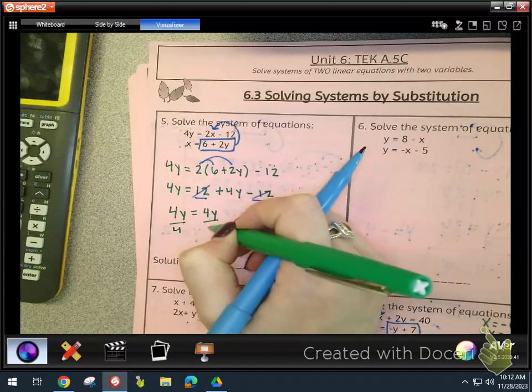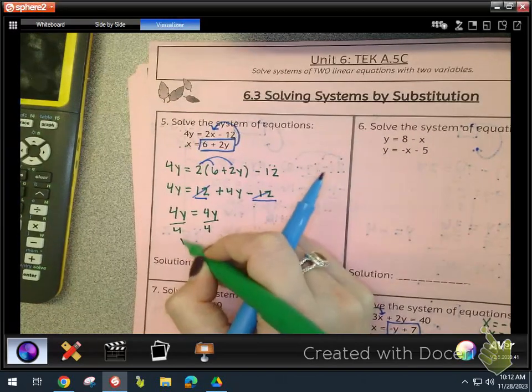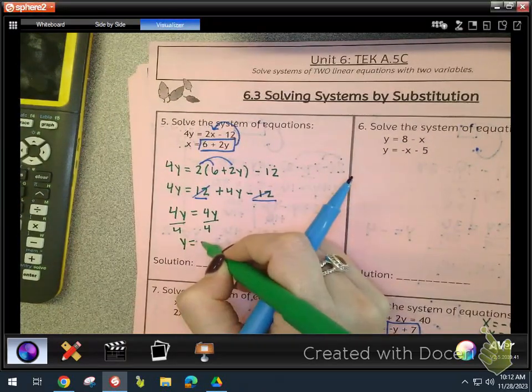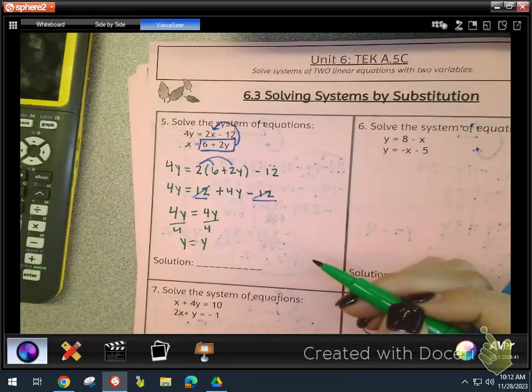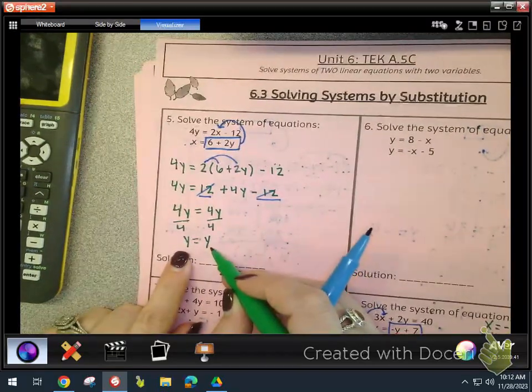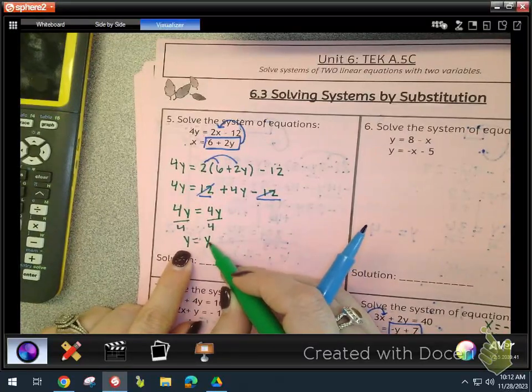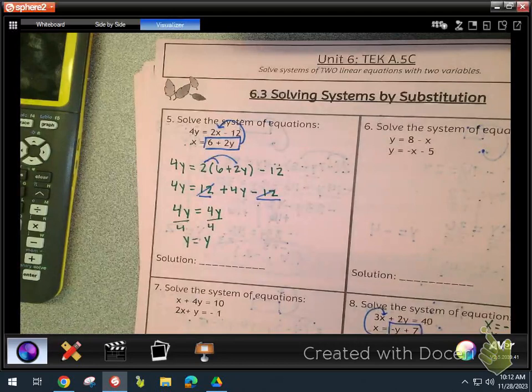No, you're just dividing by 4. You get one line, and so you get y equals y. What do we normally want to do when we have variables on both sides? We want to move them to the same side.